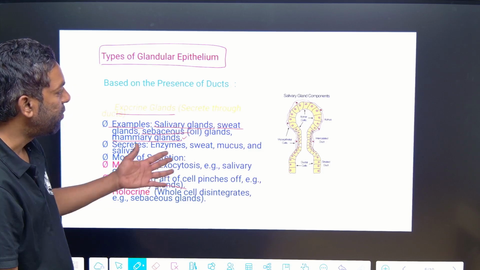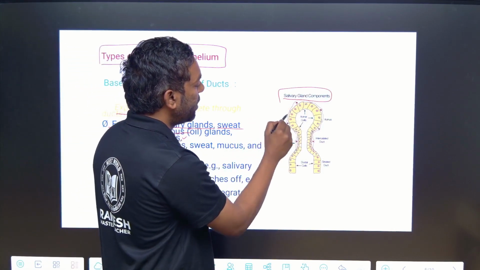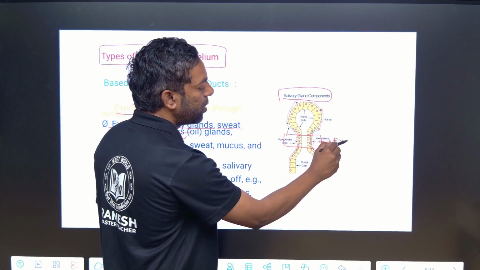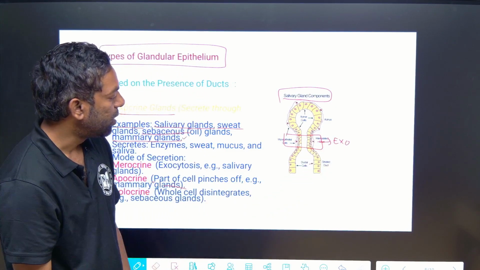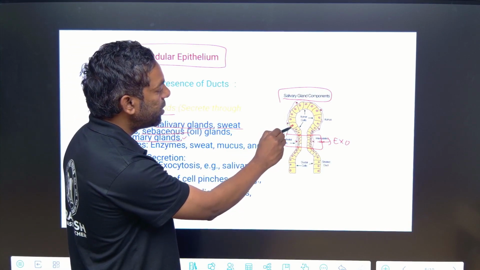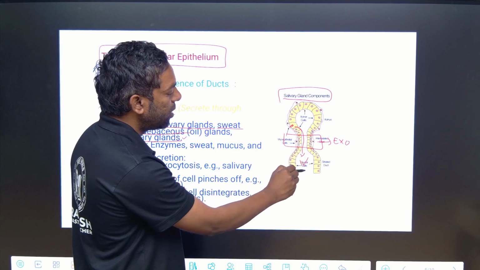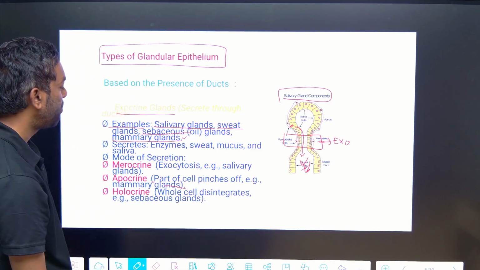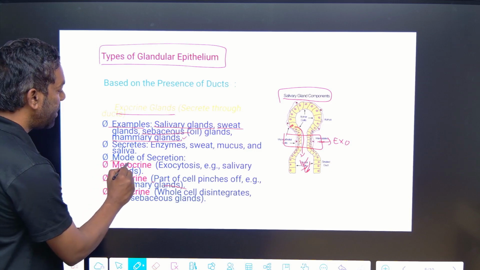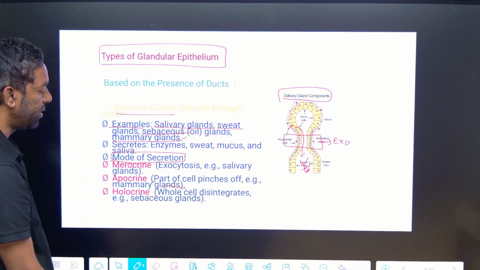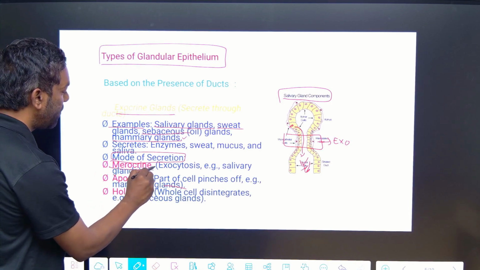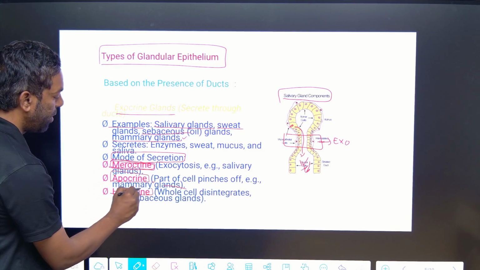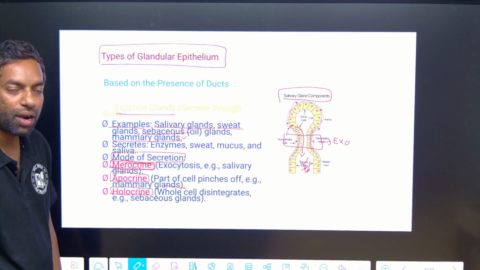Exocrine glands, for example the salivary gland. This is the salivary gland, this is the duct. These cells can secrete into the ducts onto their surface. The mode of secretion is most important: merocrine, apocrine and holocrine.